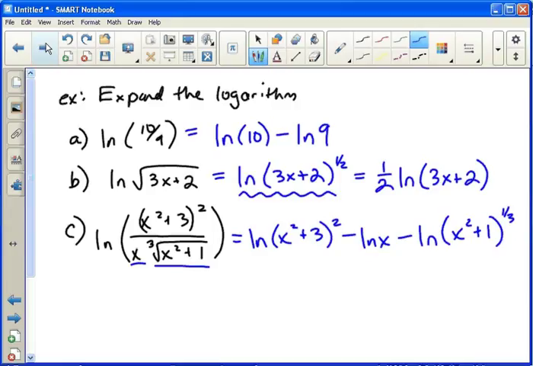But we're not quite done. We need to do something about the exponents. So now that we've done properties 3 and 4, I would do 5.